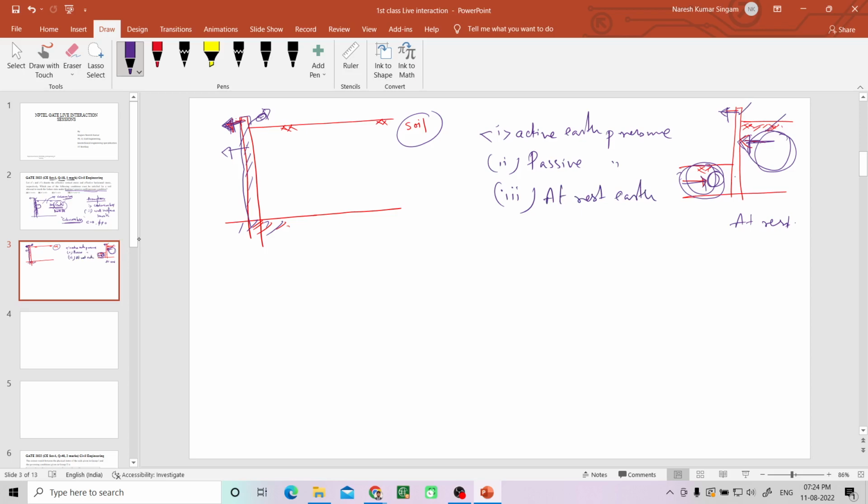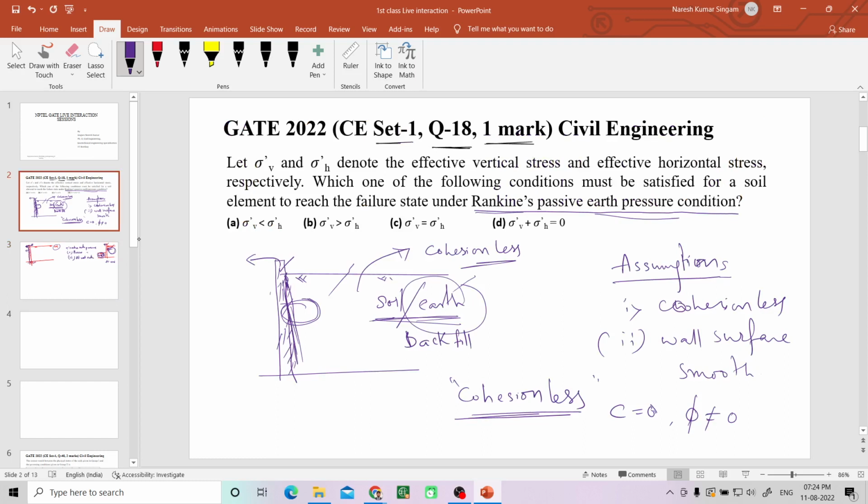Now here, the question is dealing with only passive earth pressure. So we have to see the multiple choices which are given. What exactly is asked, we will understand now. The question is asked about whether sigma v is less than sigma h, whether sigma v is more than sigma h, or whether they are equal to each other, or the sum of them equals 0. At which point, when the soil element behind the wall is reaching the failure state according to this theory, which stress is more than which stress?